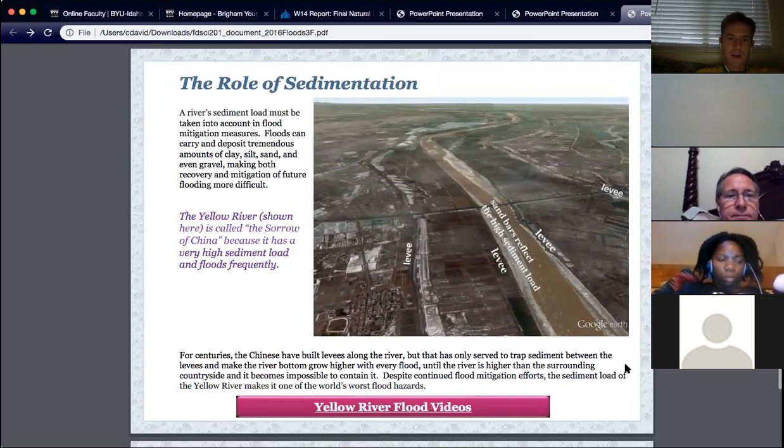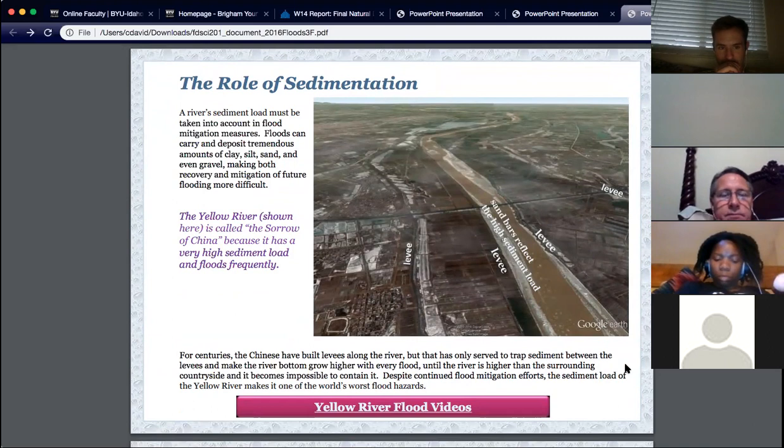Yeah. Sedimentation, if you get a lot, let's see what they're saying here.